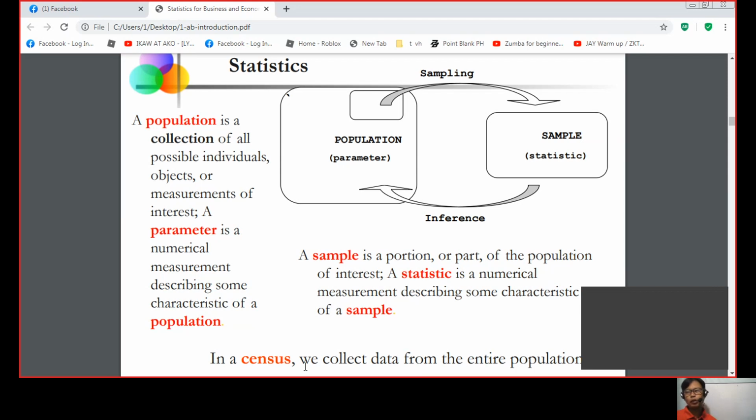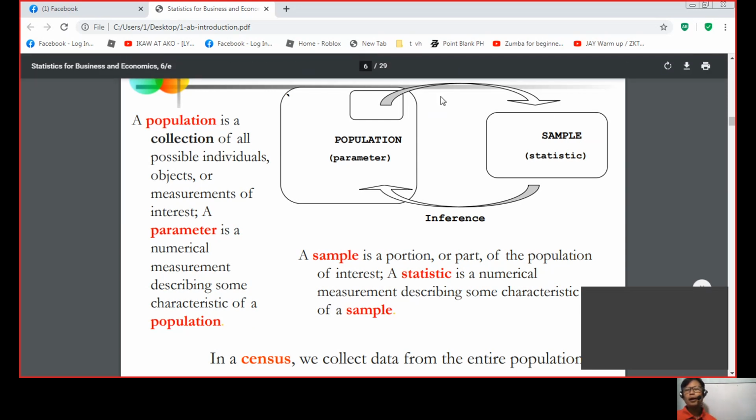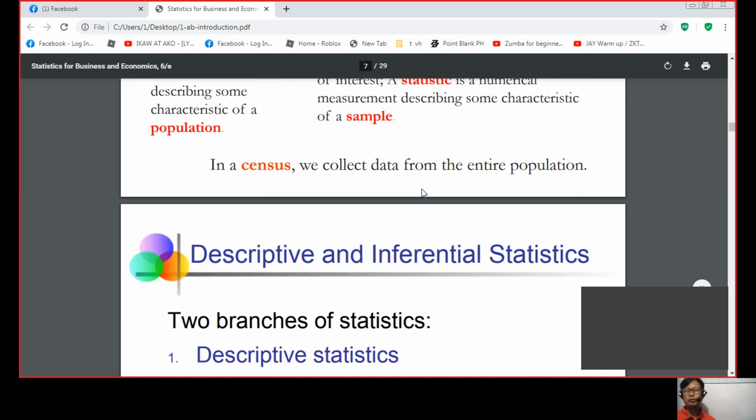Now this, kind of remember this one. Parameter is for population, while statistics is for a sample. A sample is only part of the population. So from the statistics study of the sample, you get your inference statistics, which you can give a prediction regarding the whole population. Okay, so we continue.